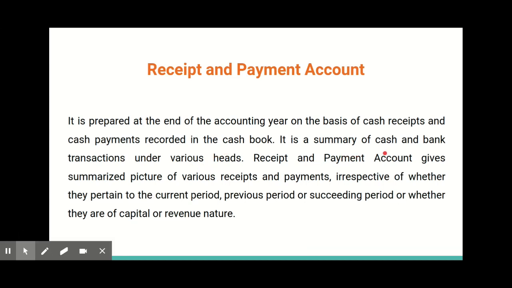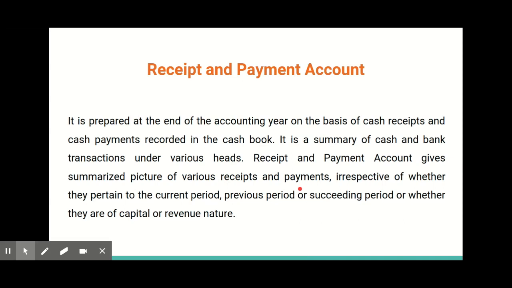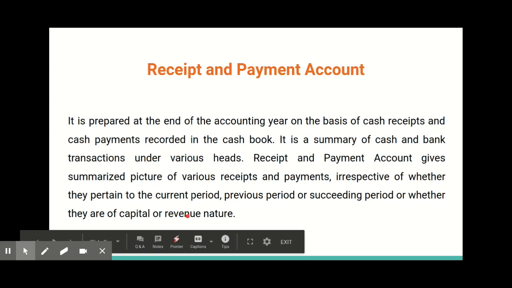It gives us the details about the summary of cash and bank transactions under various heads, and it gives a summarized picture of various receipts and payments irrespective of whether they relate to the current period, the previous period, or the future. It doesn't matter. All the cash receipts and payments which are received during an accounting year are recorded, whether they relate to the current year, the previous year, or the future. It doesn't matter. And we are recording both the capital and revenue nature items in the receipts and payments account.